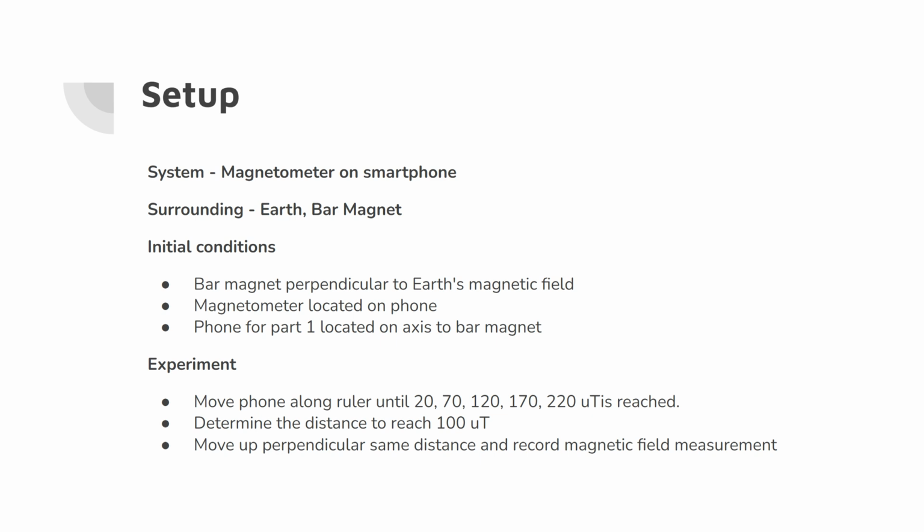Within the actual experiment, we moved the phone along the ruler multiple times until 20, 70, 120, 170, and 220 microtesla was reached, and we repeated it 3 times and found the average for them. Then we determined the distance to reach 100 microtesla, and then moved the phone up perpendicular to that with the same distance and recorded the magnetic field at that measurement, which we use as our 45-degree measurement.